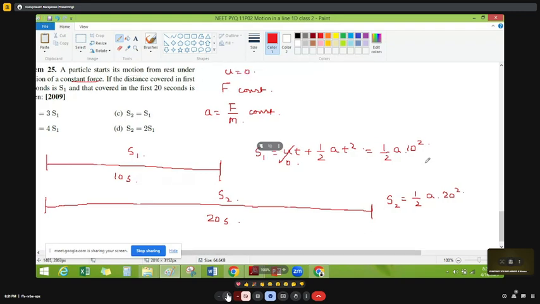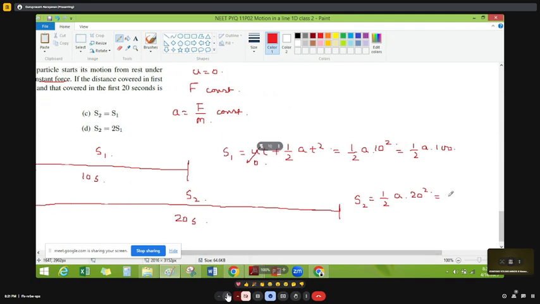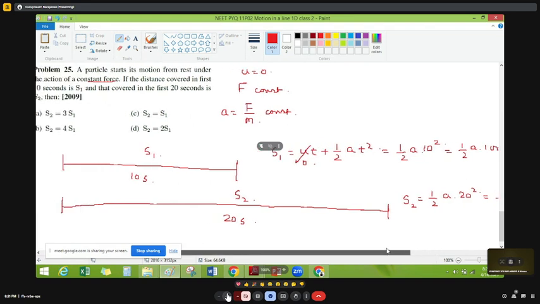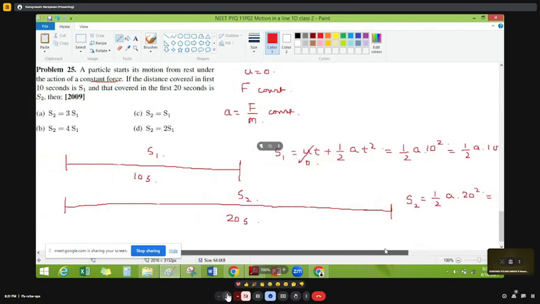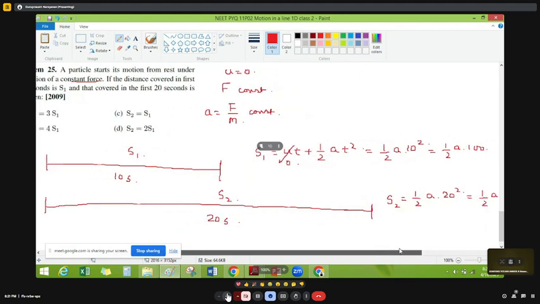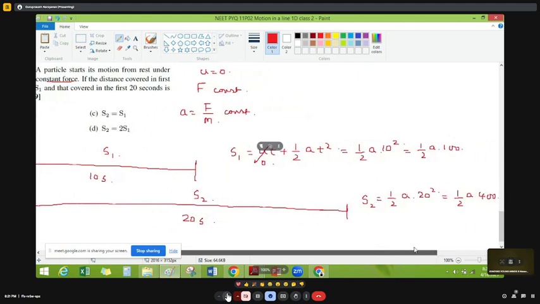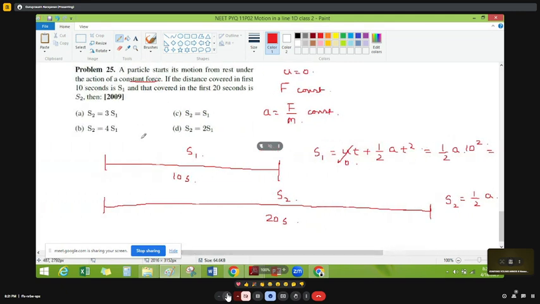So any answers for this? S1, S2 இது வந்து half a into 100 வரும், இது வந்து half a into 400 வரும். So which one will be the correct answer? S2 is equal to 4S1. Yeah, 4 times. Yeah, this is correct.